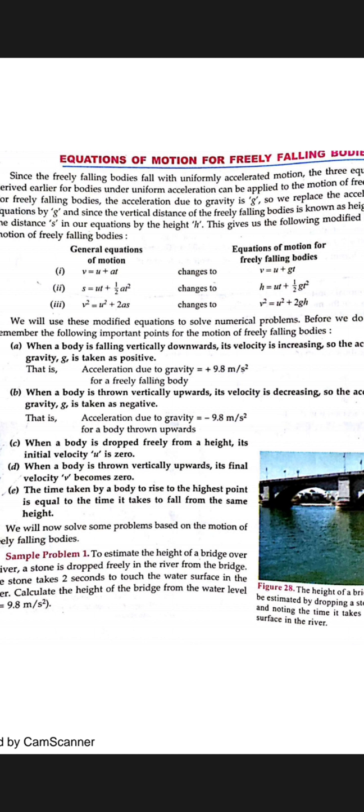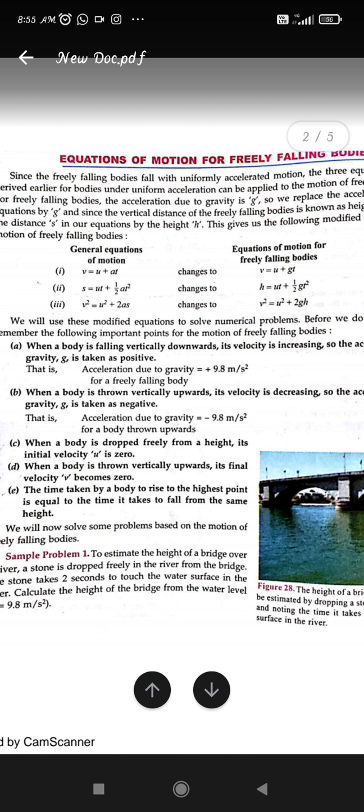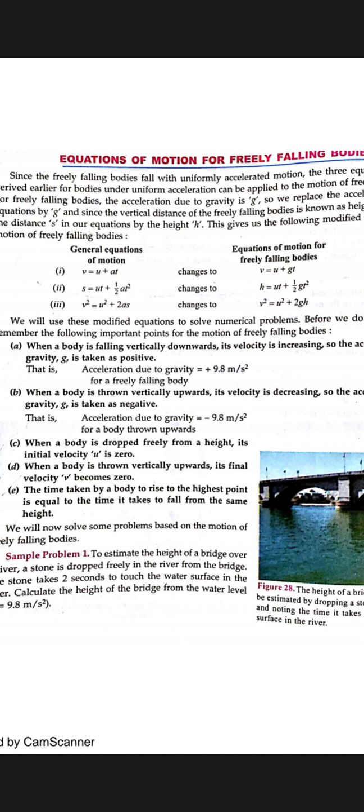By seeing the question itself, we can understand which point will be used over there. But the value of g should be taken as 9.8 meter per second square, or in some numericals, conditions will be given that g will be taken as 10 meter per second square, that is the approximate value of the acceleration due to gravity.